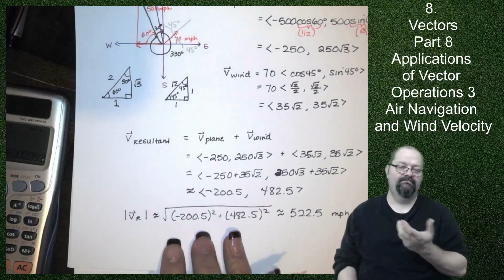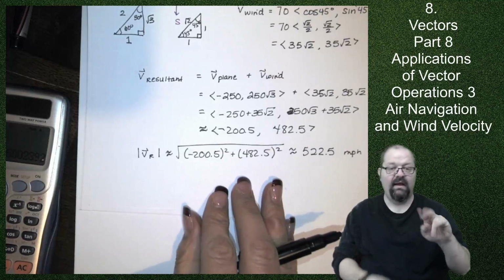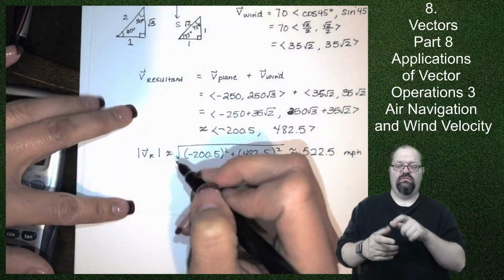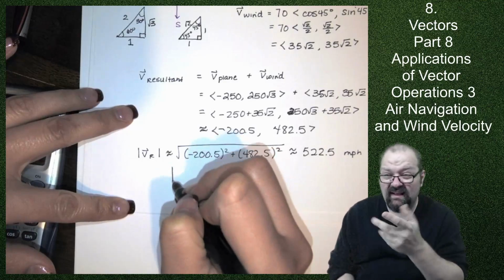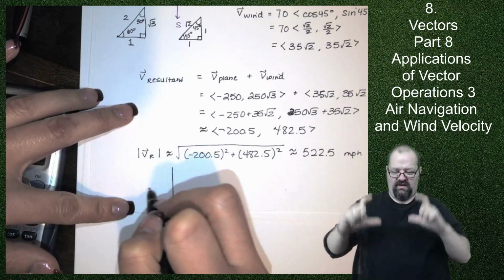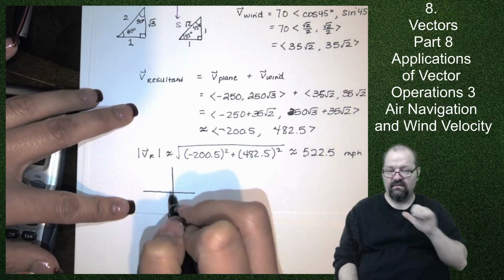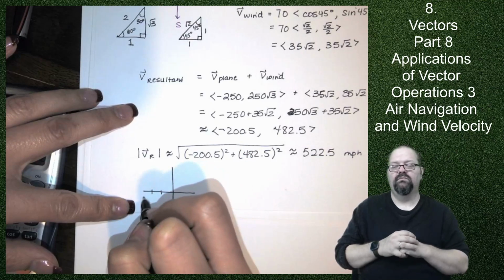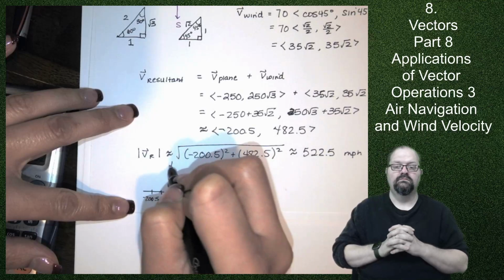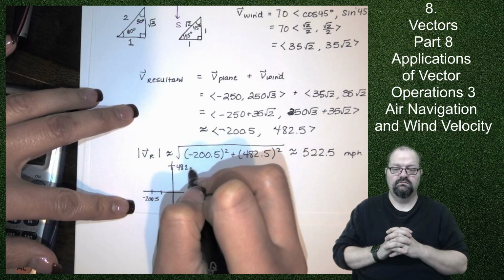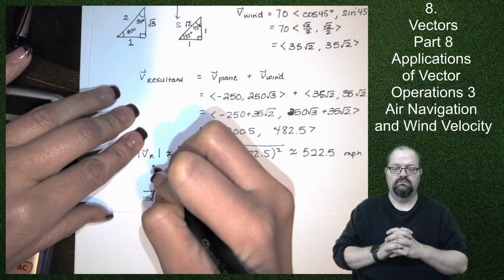Now, in order to figure out what the bearing would be, I need to graph this in the xy plane. You can actually see it up there, but it'd be easier down here. Not to scale. I'm going negative 200.5 units in the x direction. I'm going positive 482 units in the y direction. So that's that.